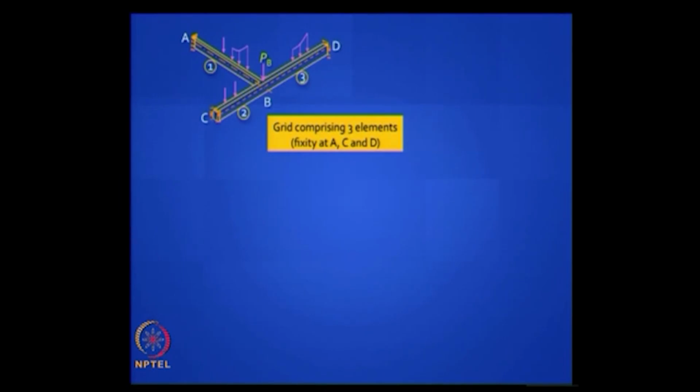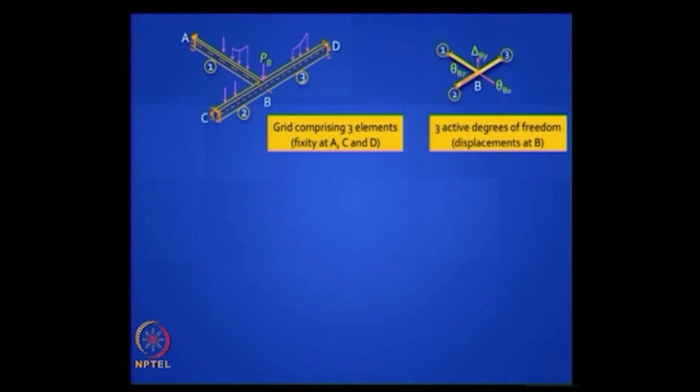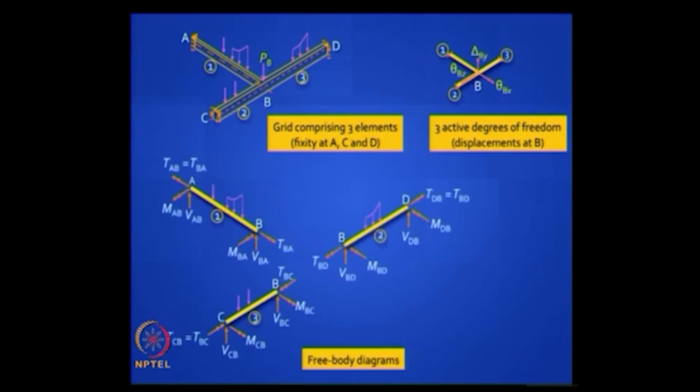I have given you a segment of a grid. You have 2 interconnected beams monolithically connected at the joint B. If you separate out the 3 free bodies, you will find that there will be twisting in all 3 of them, and if we say A, C and D are fully fixed against both flexure and torsion, then you have only 3 active coordinates at B. You have a vertical translation, and you have rotation about 2 axes as shown in that figure.